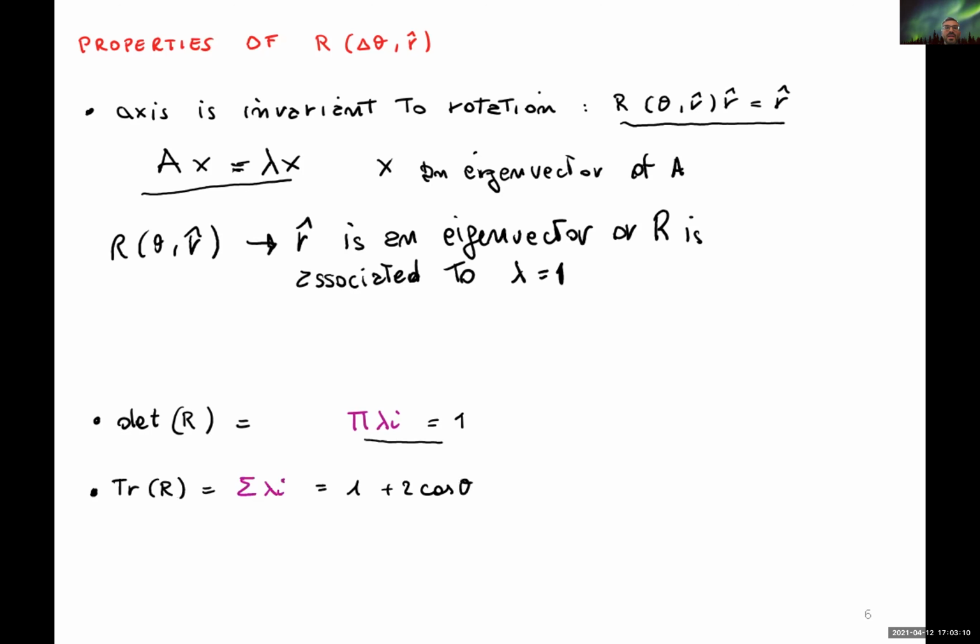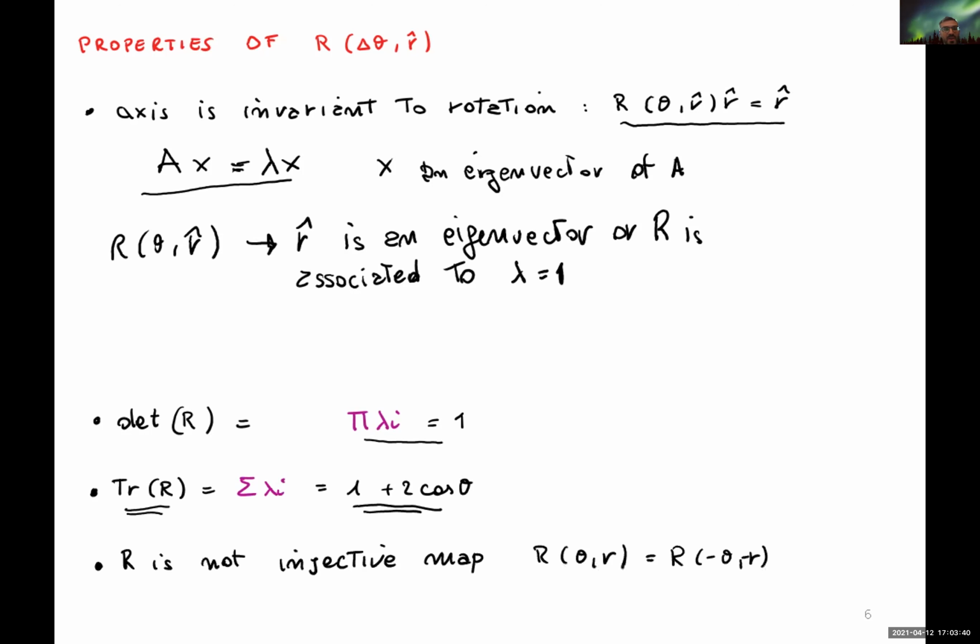And in the case of a rotation matrix, as we will see in MATLAB, if you compute the Rodriguez formula, you will see that the trace, so the sum of the eigenvalues, that is the sum of the elements of the matrix on the diagonal, is equal to 1 plus 2 cosine theta or delta theta. Don't pay attention if I forget to put the delta because they are the same. It's just a notation. And the other property is that R is not an injective map because we have 2 solutions associated to the same rotation. So if you have an axis R and an angle theta, also the axis minus R and angle minus theta will correspond to the same rotation matrix.